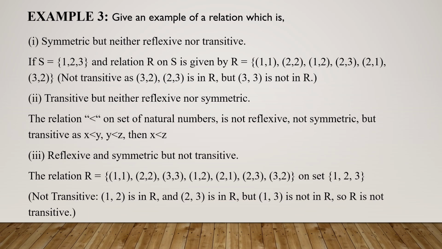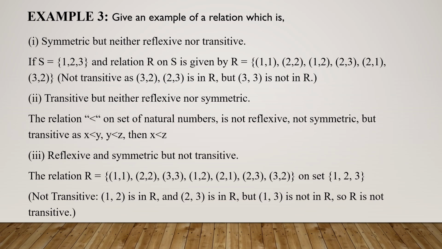Is it symmetric? Yes, because (1, 2) is there, (2, 1) is there, (2, 3) is there, (3, 2) is there. So it is symmetric. Is it transitive? No. Why? Because (3, 2) is there, (2, 3) is there but (3, 3) does not belong to R. So it is not transitive.